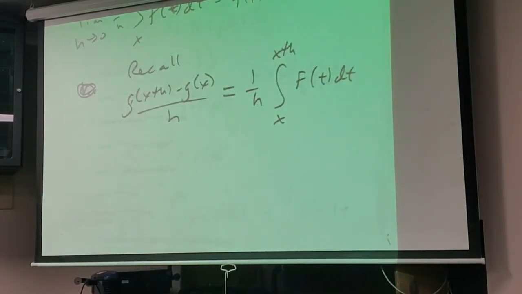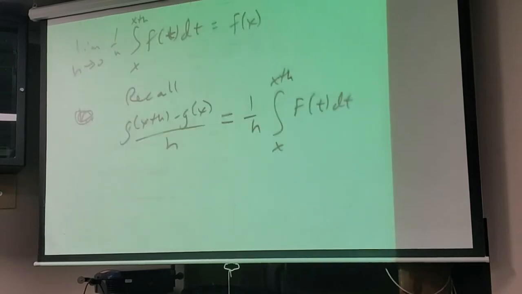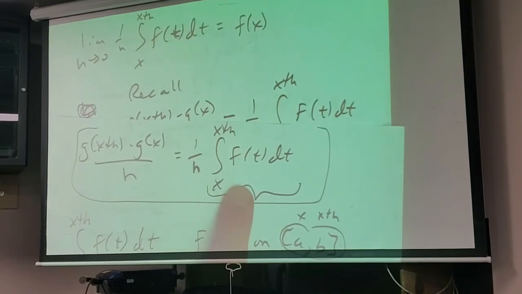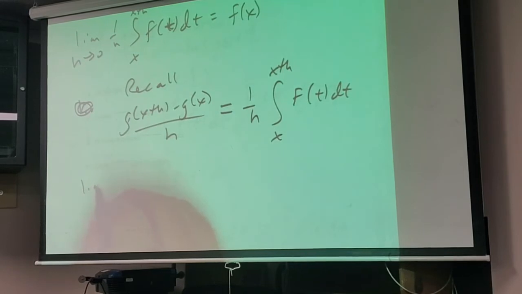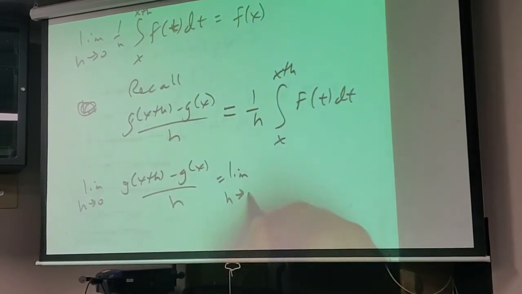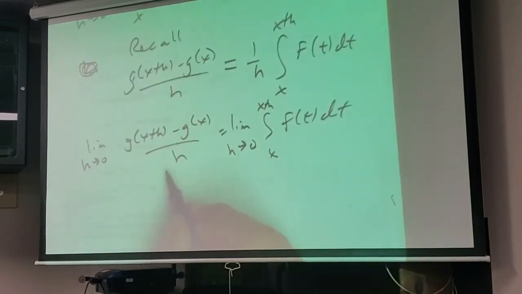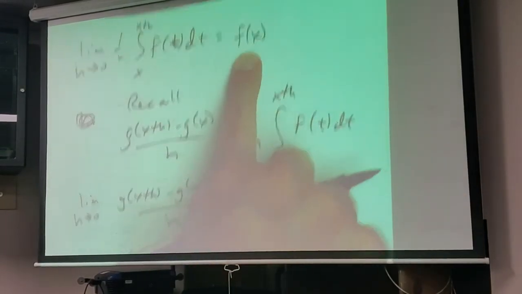Okay, everybody's still looking at me. Right, this is what we wanted from way back here. We wrote this, and we're like, okay, we've got to do some work. Now it can say what happens when I do the limit of this. Well, this side, of course, is g prime. And this side we just showed is f.